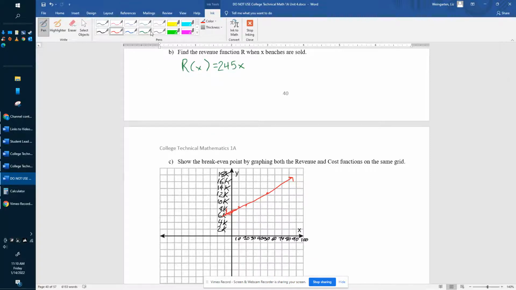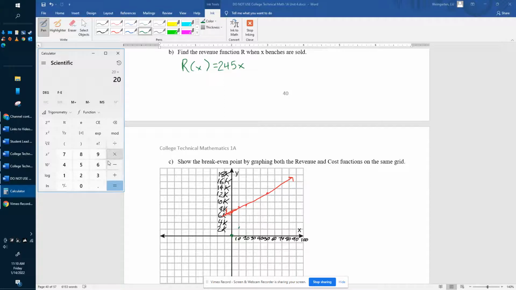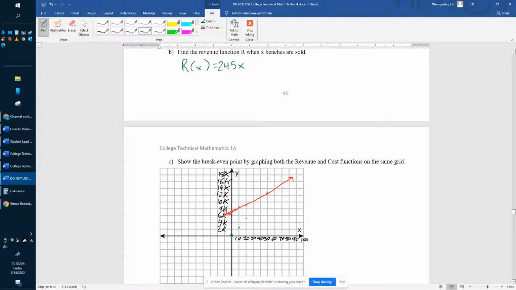All right, let's graph R of X, our revenue function. So when we sell 0 units, we make $0. So we can start right here. How about 10 units? 10 times 245 is 2,450, which is going to be right about here. How about 20 units? 20 times 245, 4,900. So that's around 5,000, which is right here.